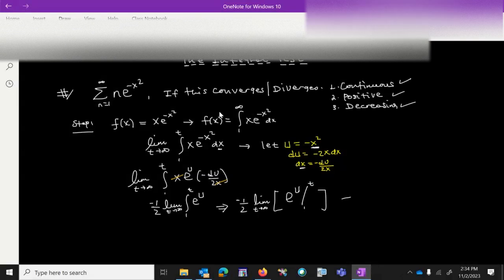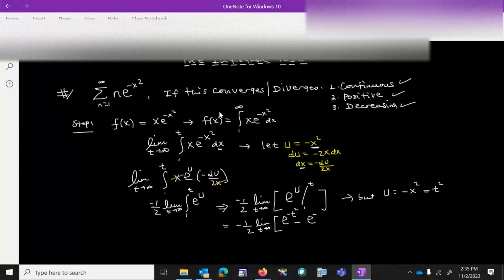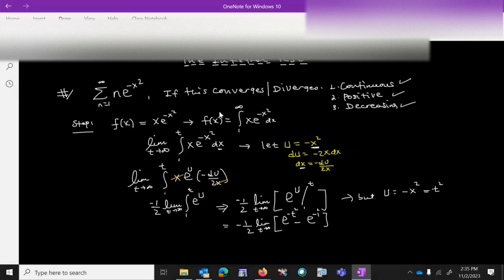So this is it. But don't forget that u is minus x squared. That's just equivalent to minus t squared. I'm going to substitute it now. So this is going to be negative 1 over 2 times the limit of e to the power of minus t squared as t approaches infinity, minus e to the power of negative 1 squared. Great. So far so good.